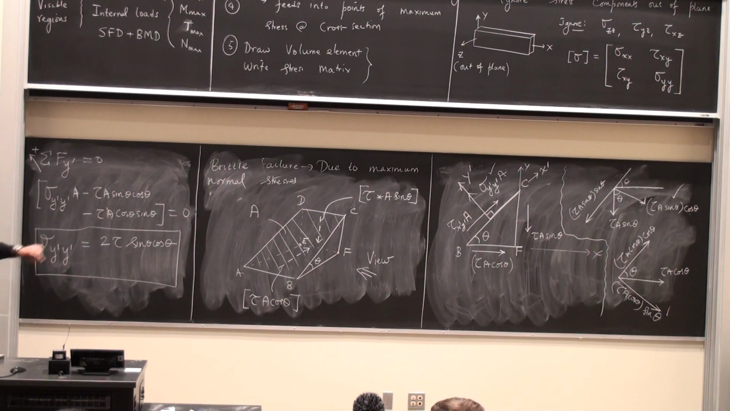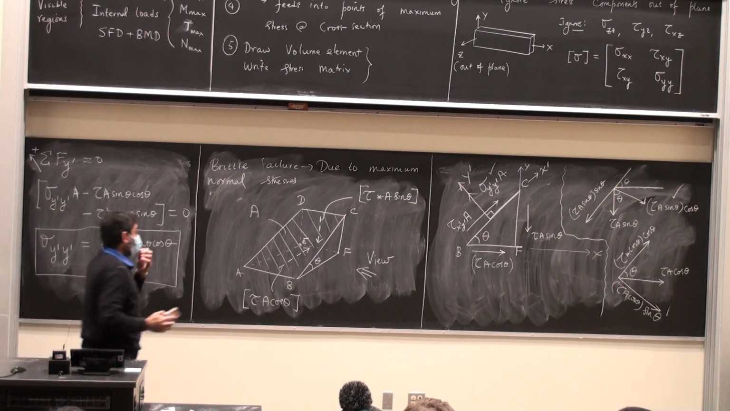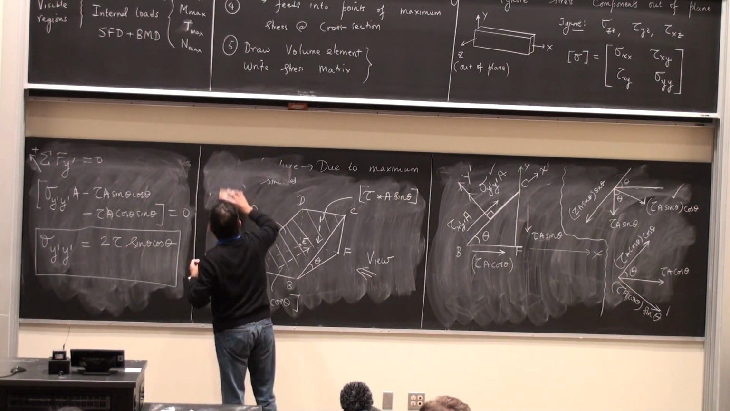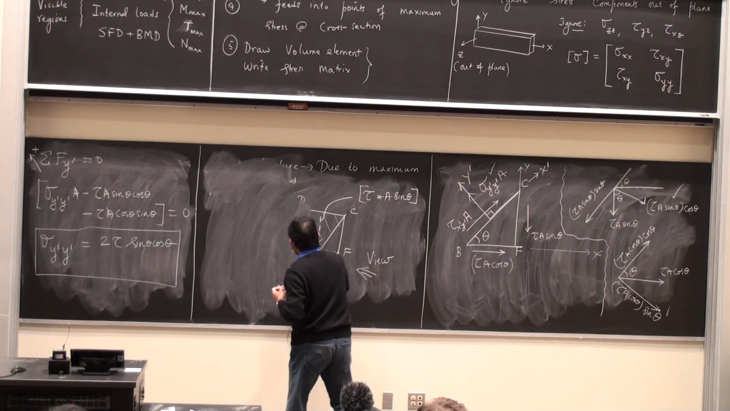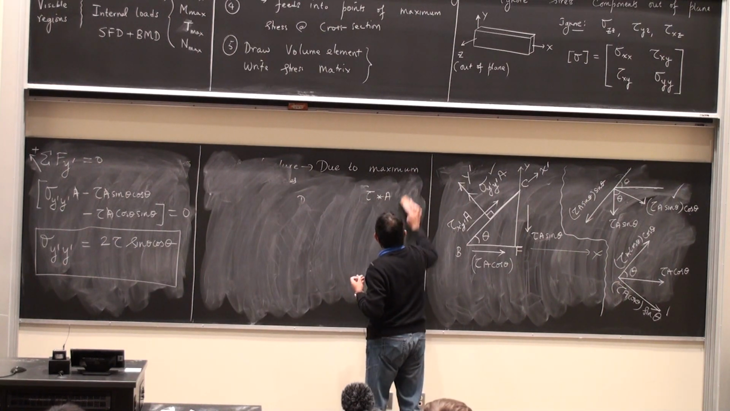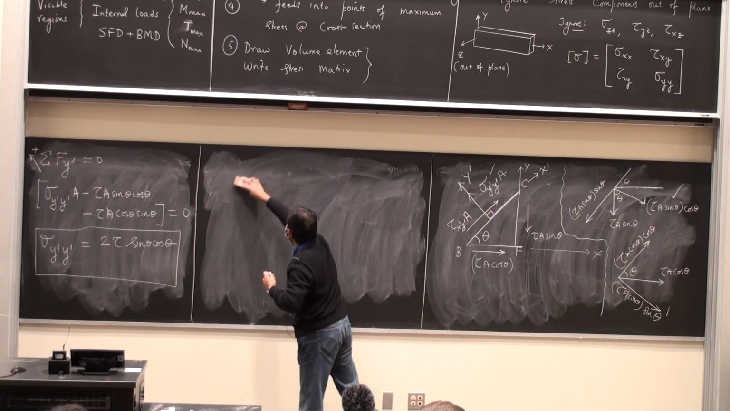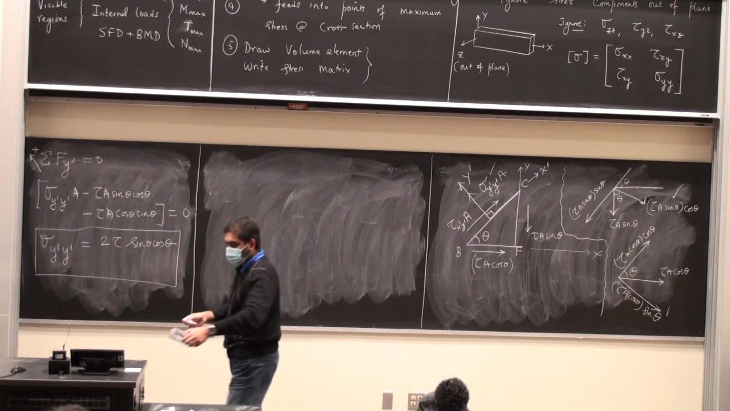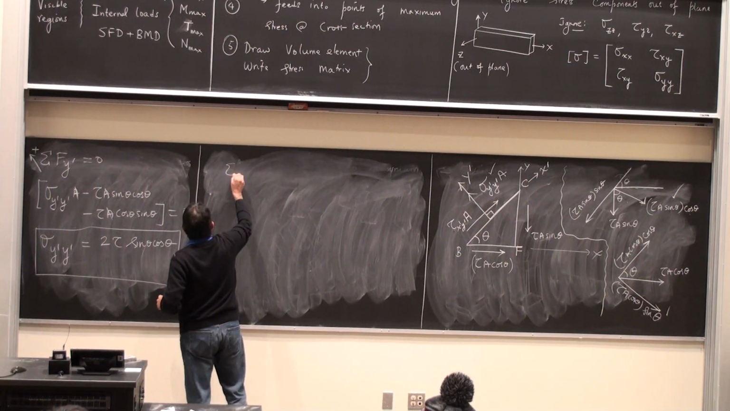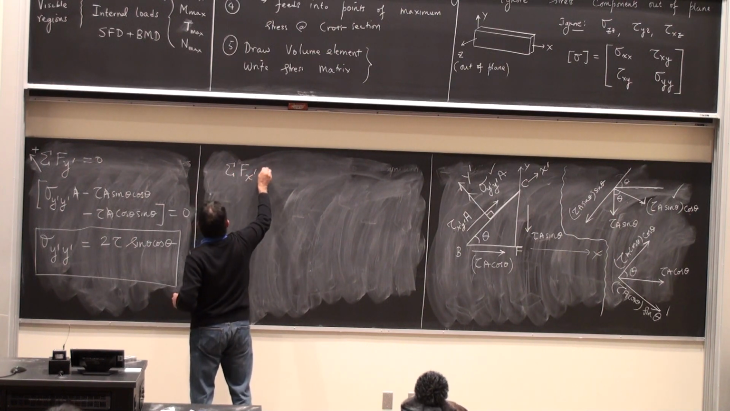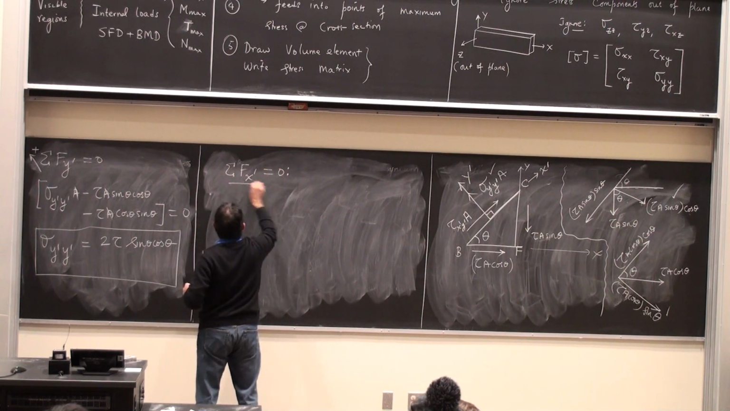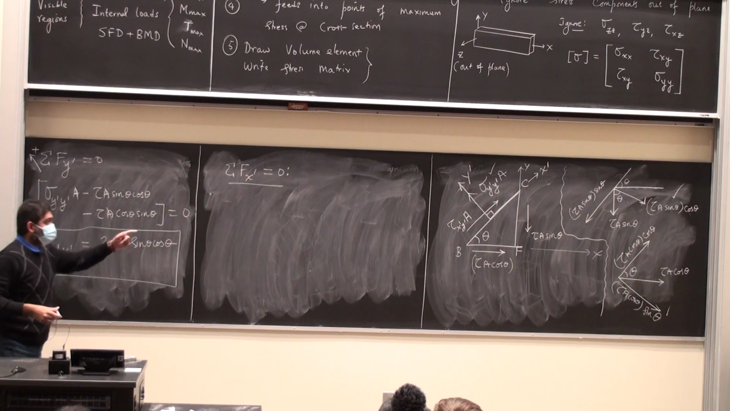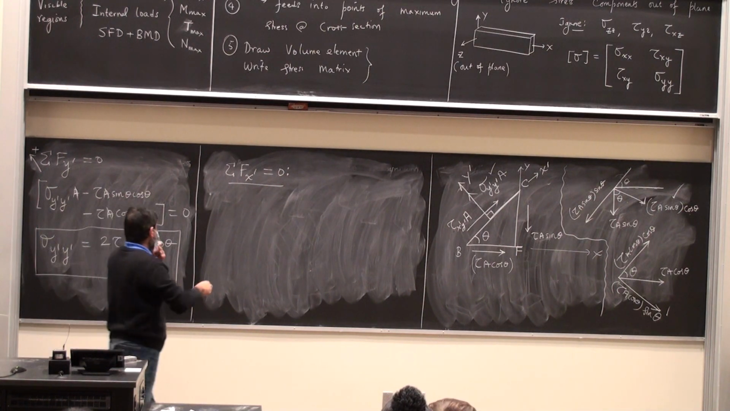I'm going to remove the middle panel. I'm going to do the sum of forces in the x prime direction as well, just to keep everything in hand. So, sum of forces in the x prime direction, so I have tau x prime y prime times A. I'll do this a little quickly.